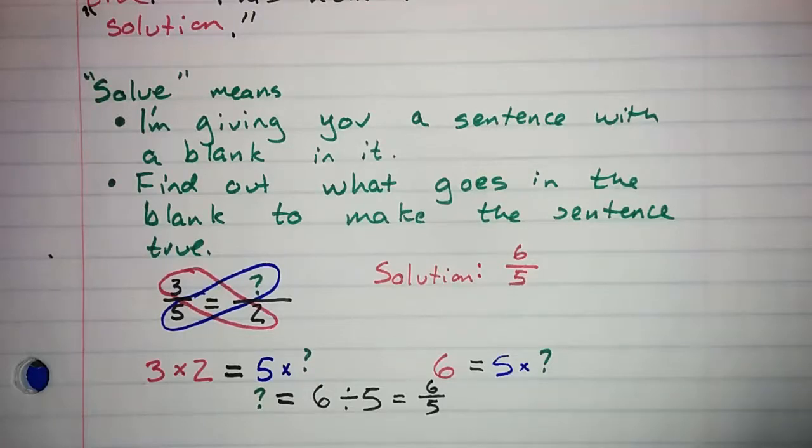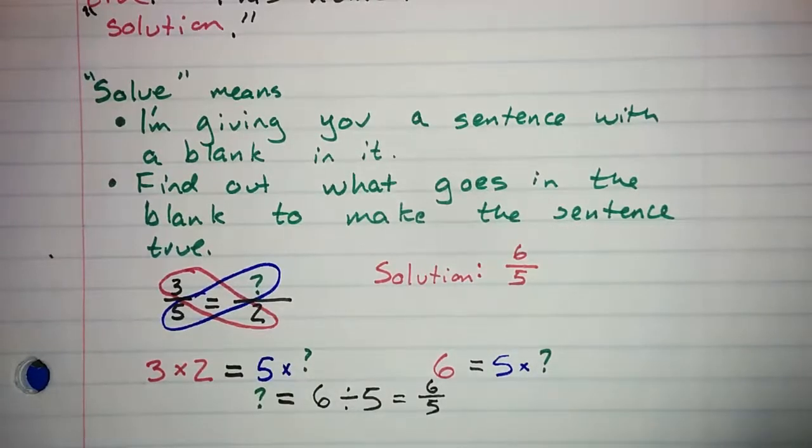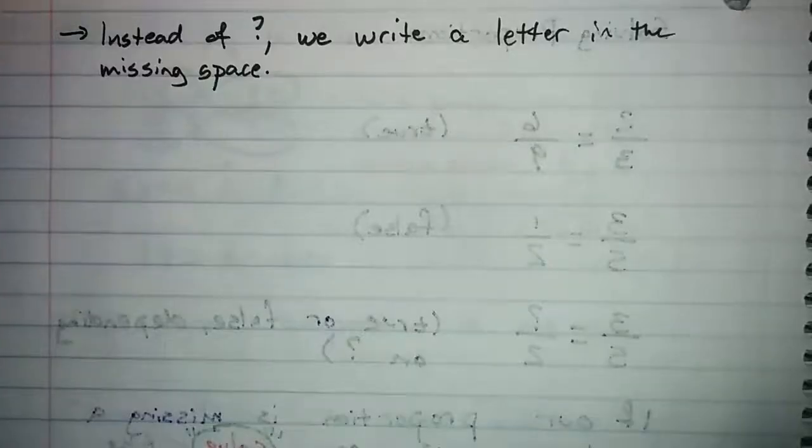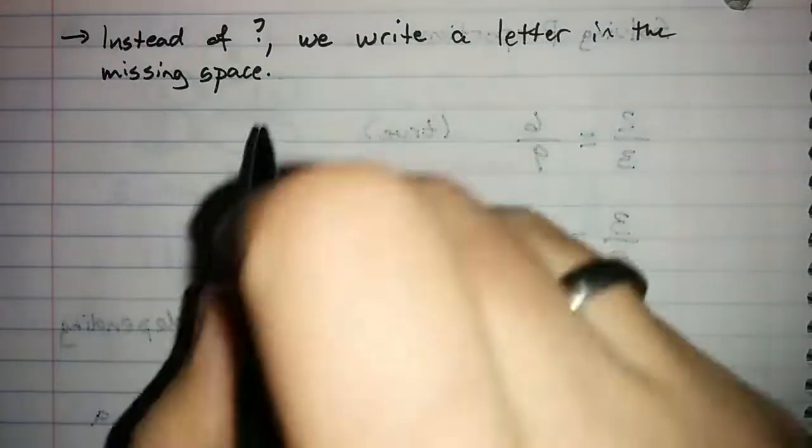Okay, this is not normally how we write out the process of solving a sentence, an equation, as we'll now call it. We don't like to write question marks in the middle of our math. It's weird. Instead of writing a question mark, we'll usually write a letter in the missing place. And just by habit, often the letter is going to be X.